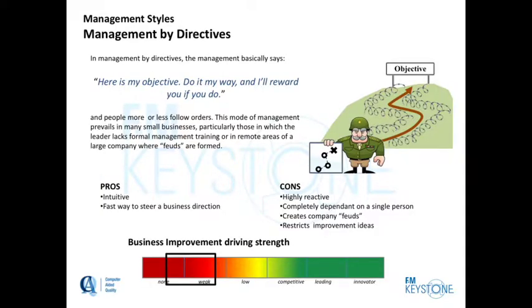Management styles. Management by directives. In management by directives, the management basically says, here is my objective, do it my way, and I'll reward you if you do it. And people more or less follow orders. This mode of management prevails in many small businesses, particularly those in which the leader lacks formal management training, or in remote areas of a large company where feuds or silos are formed.